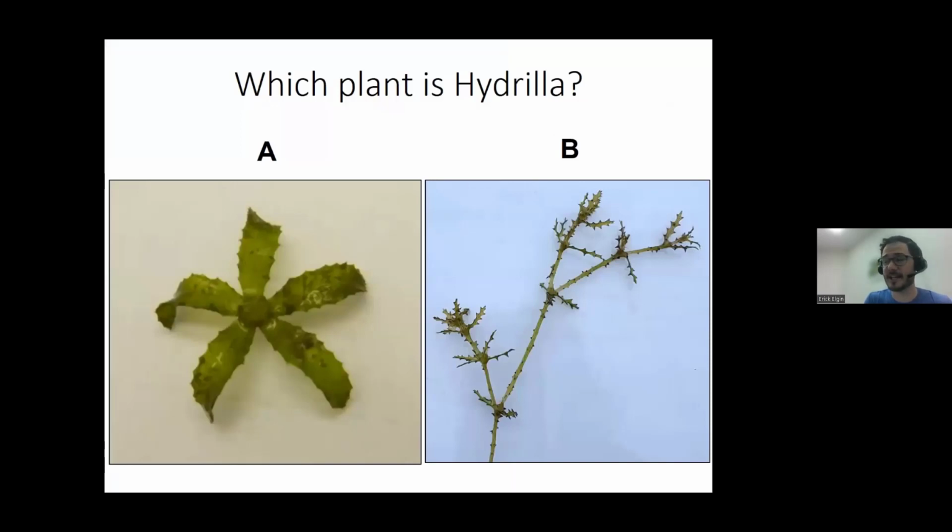So which plant is Hydrilla? Obviously I've been showing this picture a lot. This is Hydrilla and this is not. B is not. When you look at this a little bit, you can see that there are tons of spikes on the stem of this plant, and Hydrilla does not. They have spikes on the edge and underside of the leaves themselves, but not on the stem. This is spiny naiad.